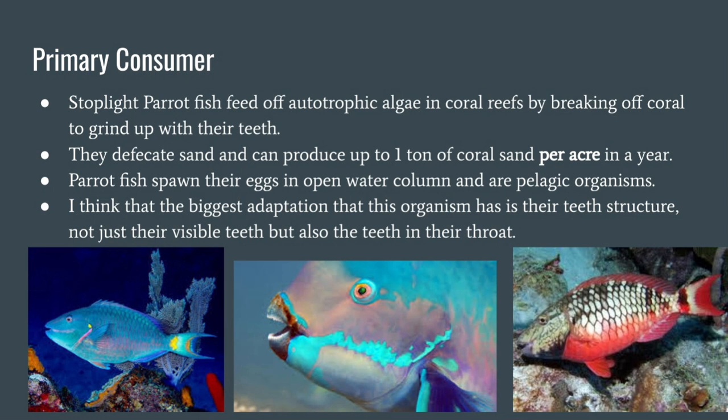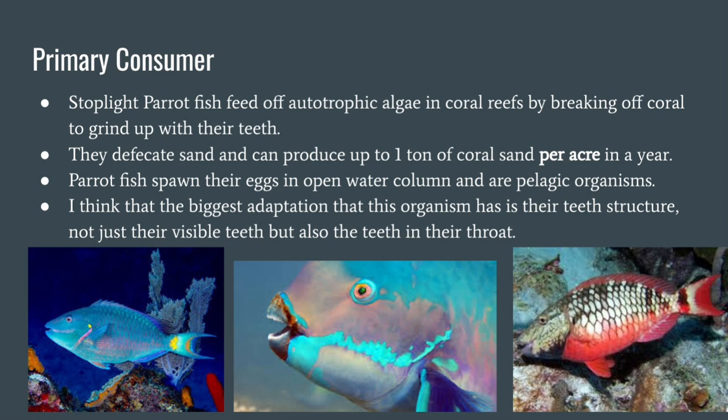For my primary consumer, I chose stoplight parrotfish because I've always found them interesting as they have beaks, and sometimes people say they have human-like teeth, but stoplight parrotfish are a little different. They also produce sand from eating algae and coral by breaking off coral to grind up with their teeth in their throat, which I find very interesting.